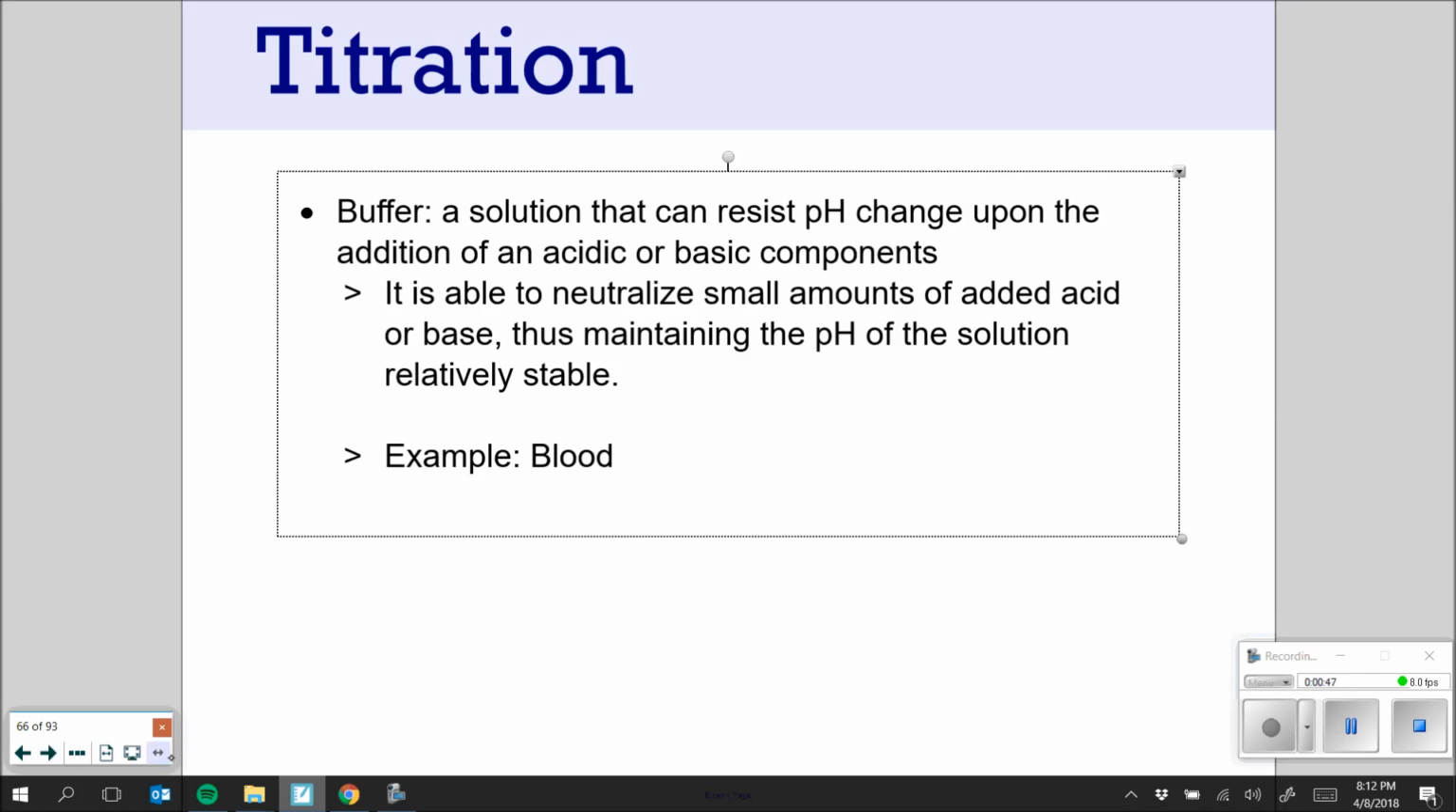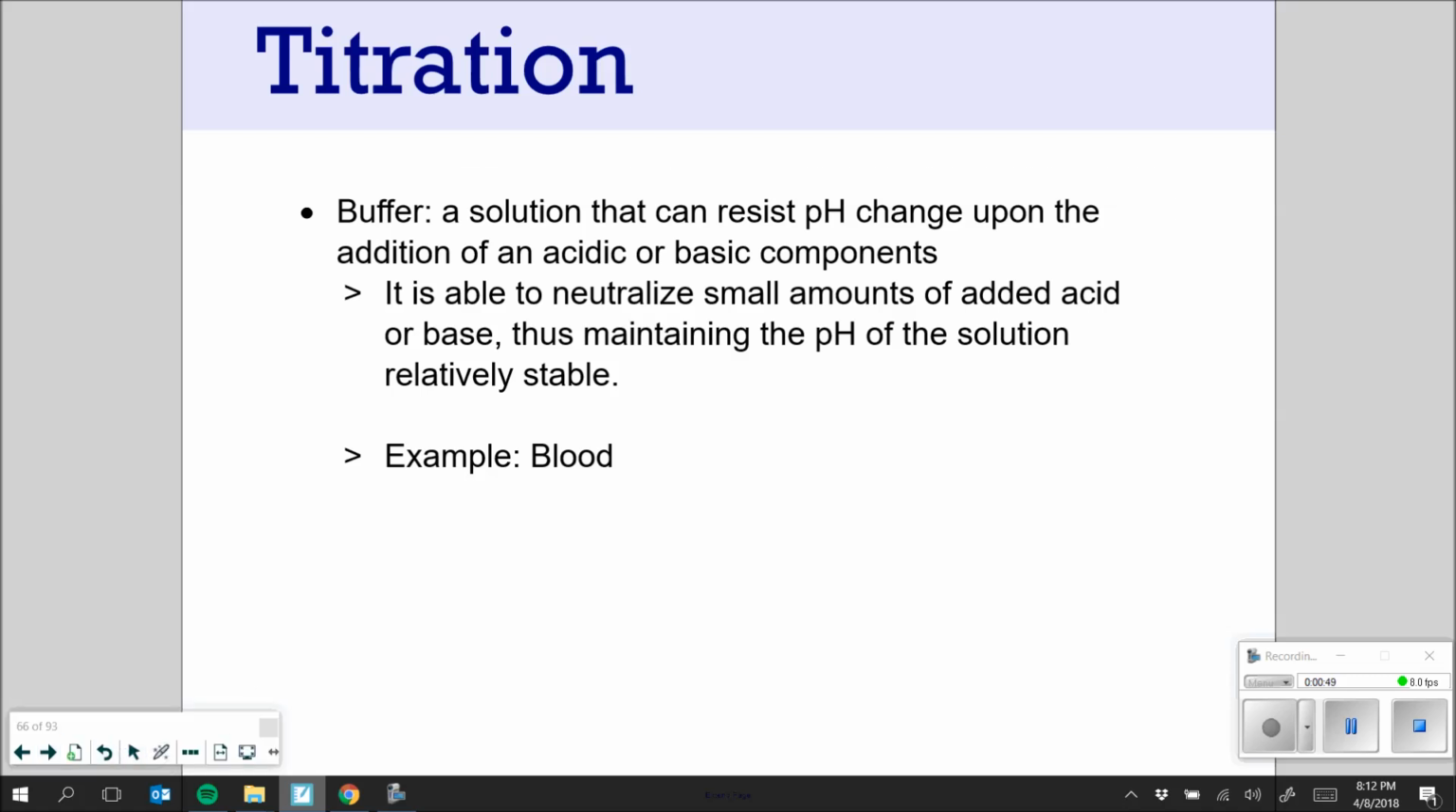Another important thing to understand is the concept of a buffer or a buffer region. A buffer is a solution that can resist pH change upon the addition of an acidic or basic component. So if you take small amounts of added acid or base to a neutral solution, the buffer can maintain the pH of that solution and keep it relatively stable. For example, blood is a really good example of a buffer in your body. You can take in things that are slightly acidic or slightly basic, and blood is enough of a buffer that it can neutralize those acidic and basic things and keep your body from changing pH and keep it stable.